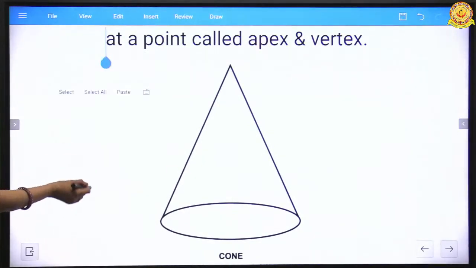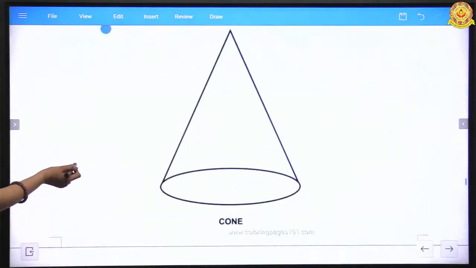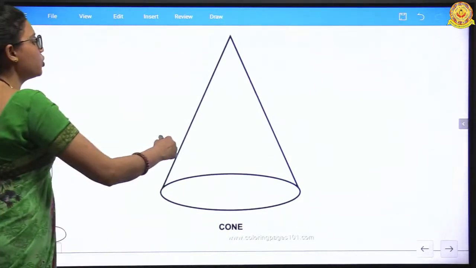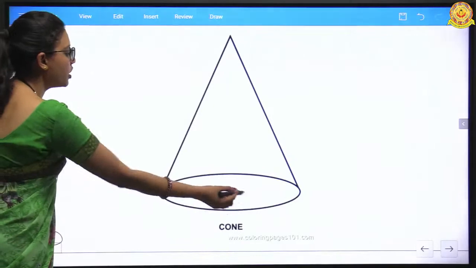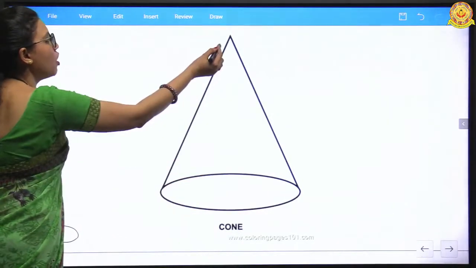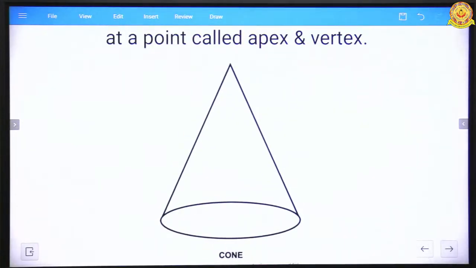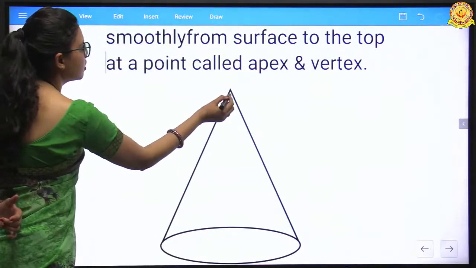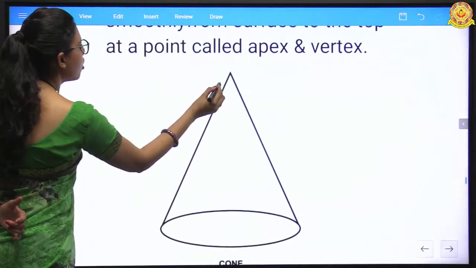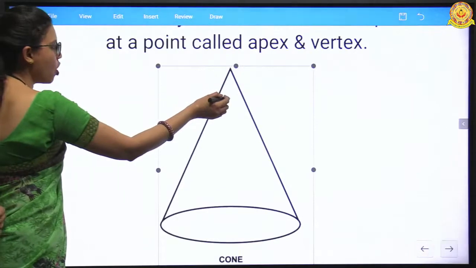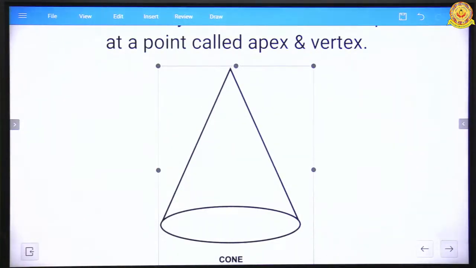If you see a cone, you will find that there are 2 edges in a cone and one curved face, one corner. It has a point. This point of a cone is called apex and vertex. The upper point of a cone is called apex and vertex.